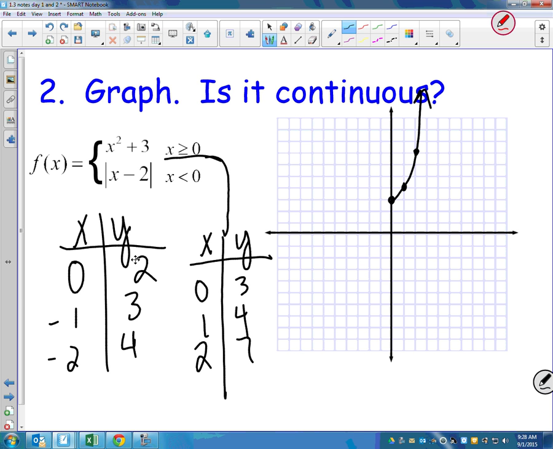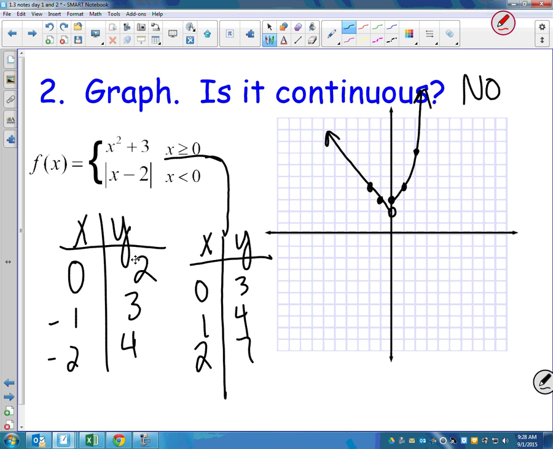So 0, 2, open circle because it's not included. Negative 1, 3, negative 2, 4. And the absolute value is just a V. It's just basically two linear lines that formed a V there. So that's just going to go straight up like that. Is this graph continuous? Definitely not. Close, but they don't match up. So it's not continuous.